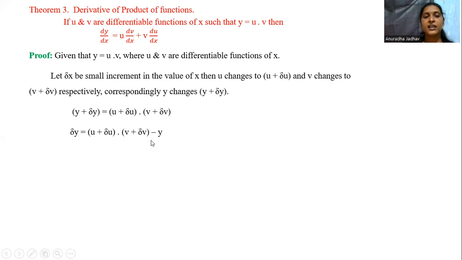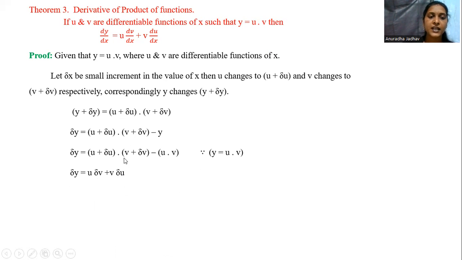Here y shifts to the right hand side as minus y, then put the value of y as u into v. Take the product of these two brackets, it gives u into v, here plus uv and minus uv get cancelled. It remains only u into delta v, plus v into delta u as it is, plus delta u into delta v. I think here one term is missing. Next term what is needed, plus delta u into delta v.